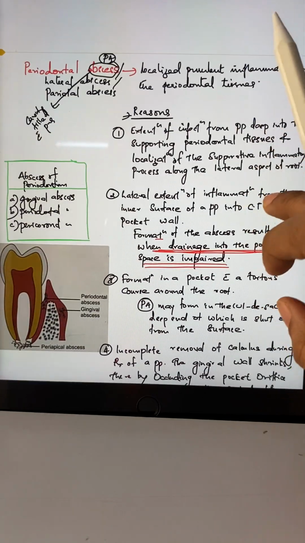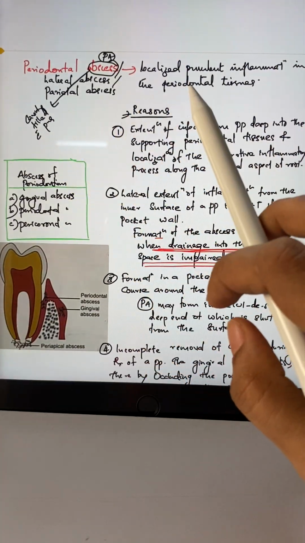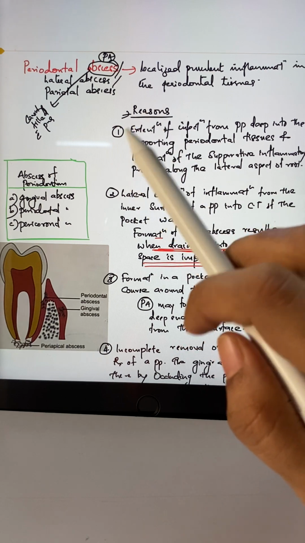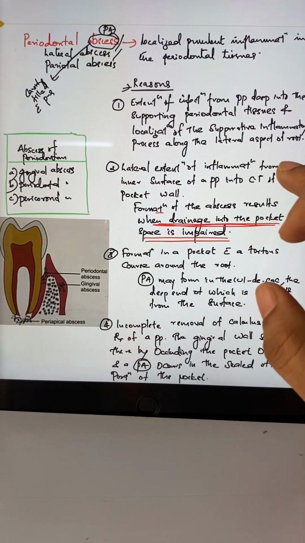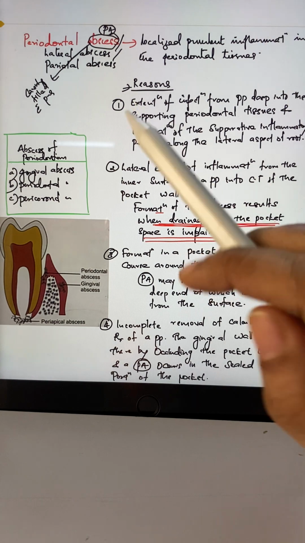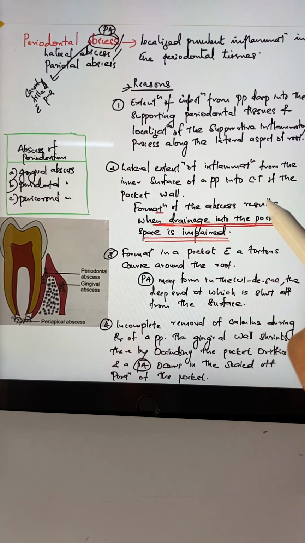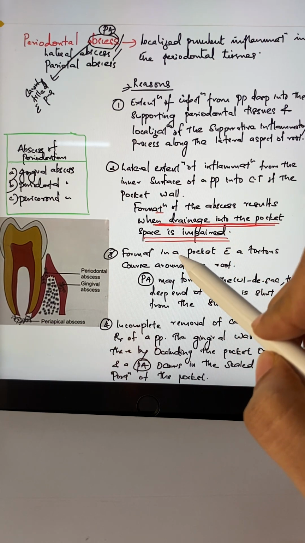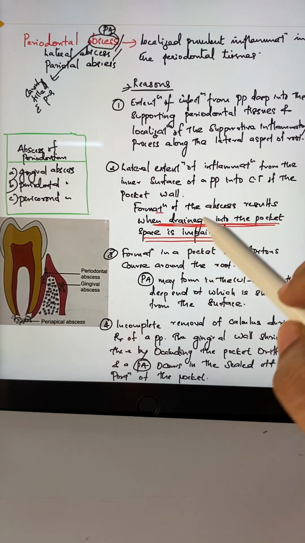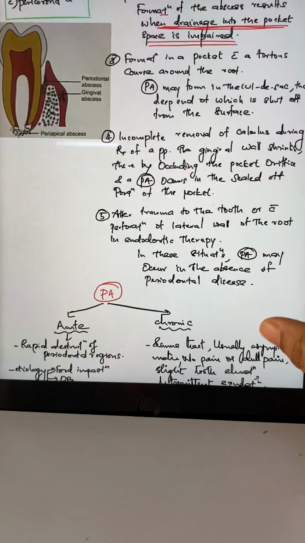So what is periodontal abscess? So it's a localized purulent inflammation in the periodontal tissue. So it can occur due to several reasons. One of the reasons is the formation of abscess results when drainage into the pocket space is impaired. If we do anything like that, the periodontal abscess can occur.